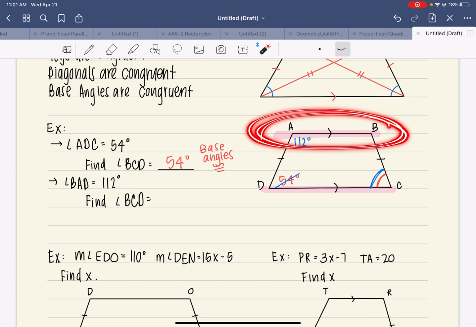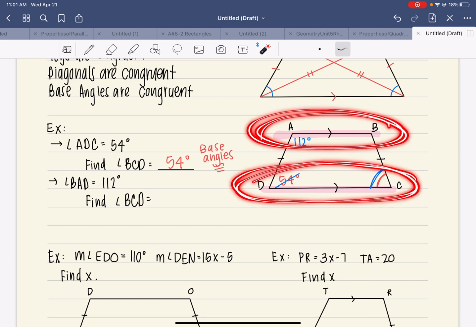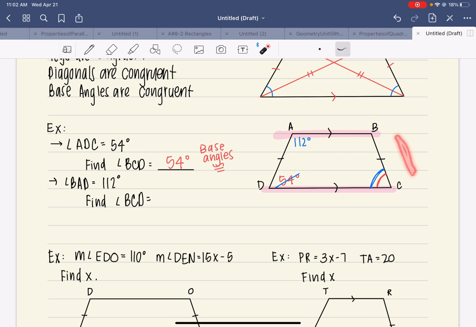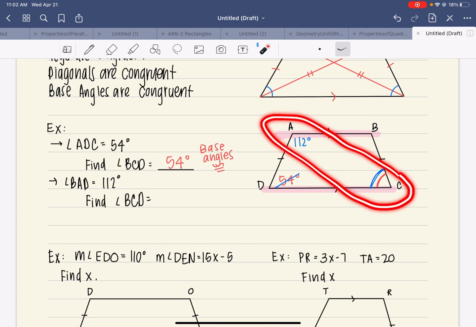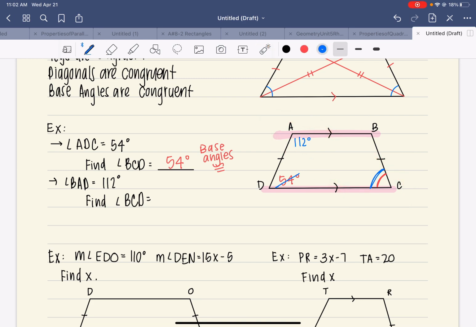AB are going to be congruent to each other. CD are going to be congruent to each other, but they're going to be 2 different sizes. Therefore, angle A and angle C are not congruent to each other, but they add up and equal 180. So that means 180 subtract 112 will get us our answer.